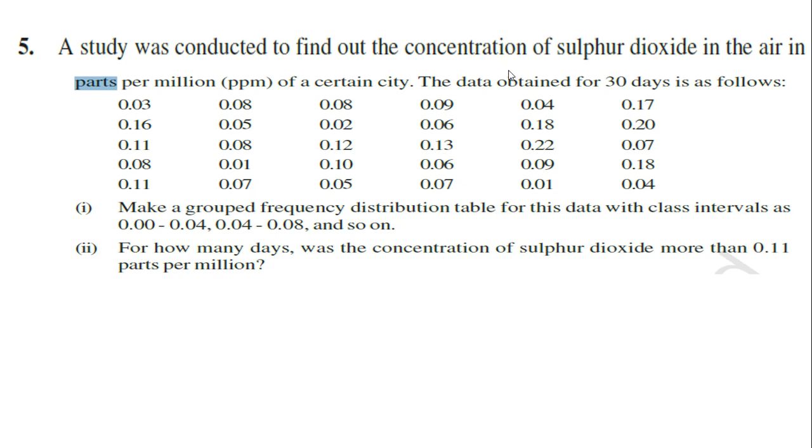So you can see here, this kind of 30 data is there, and this kind of group we have to make, 0 to 0.04. Then again, now you tell me, which should be our first step? Now I just want to make class intervals. How can I decide from where I have to start?